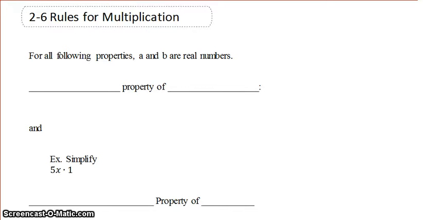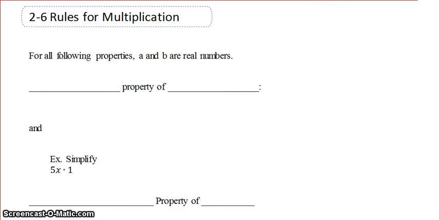Alright, so we're on to 2.6, which is rules for multiplication. We talked about earlier rules for addition. You're going to hear some familiar names, but it's going to be slightly different, obviously, because it's geared towards multiplication. Now, first off, for all following properties, A and B are real numbers, so keep that in mind.